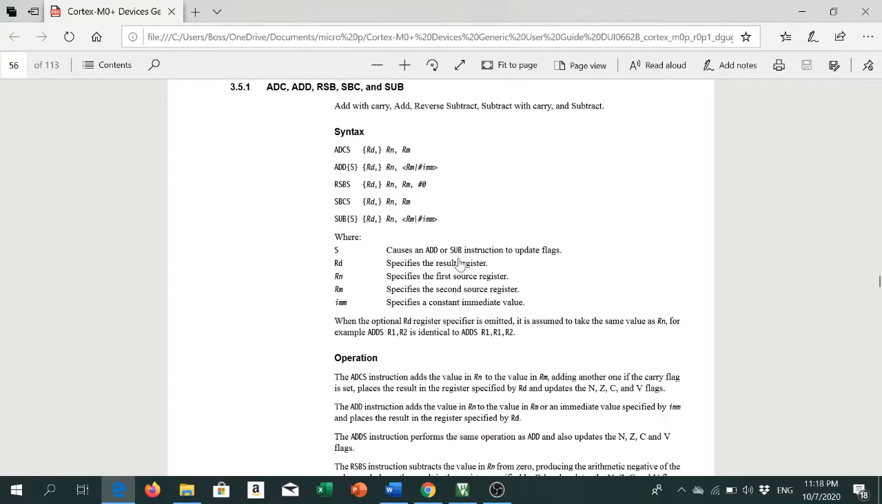As you can see here, it says when the optional Rd register is omitted, it is assumed to take the same value as Rn. The example is like ADD R1, R2 is the same as ADD R1, R1, R2, where the first R1 is Rd, and R1 plus R2 is the source.